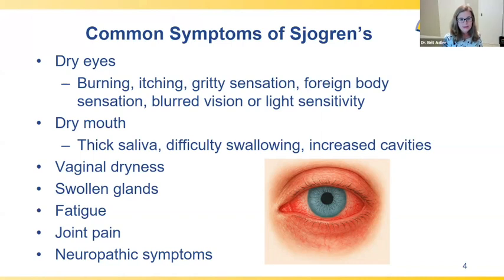Dry mouth can often present with thickened saliva. Patients often have difficulty swallowing, and saliva is actually incredibly important for dental hygiene. And so patients who have reduced saliva have a lot more cavities. Many patients have vaginal dryness. They can get swollen glands, fatigue, joint pain, and then neuropathic symptoms or nerve symptoms are also extremely common.